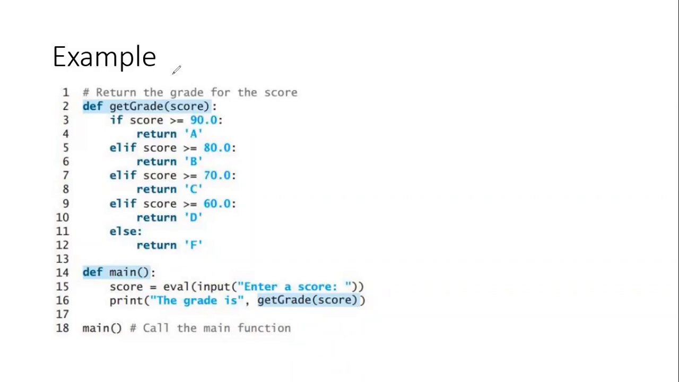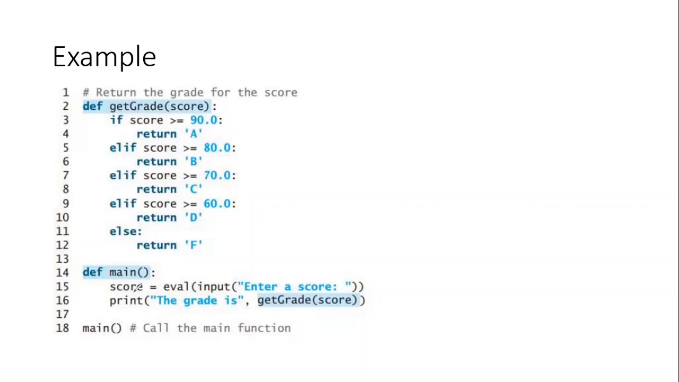Actually, here there are two functions. This is one function. There's another function that is called main. What it does, it will ask you to enter the marks, and that is converted to integer and is stored here. Let's say you enter the marks 75, then the score will be 75. And then it will call the function getGrade with that entered number.